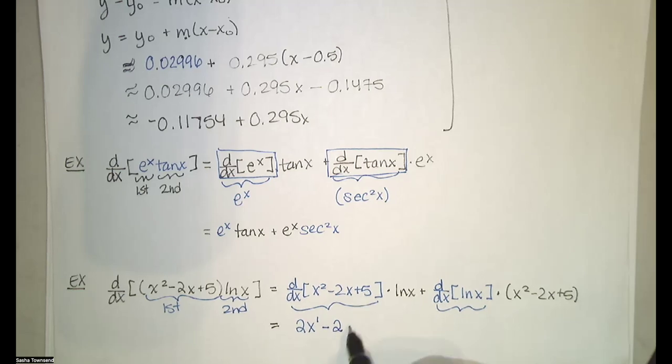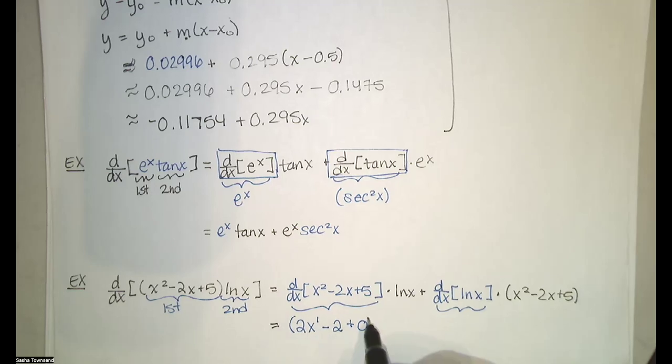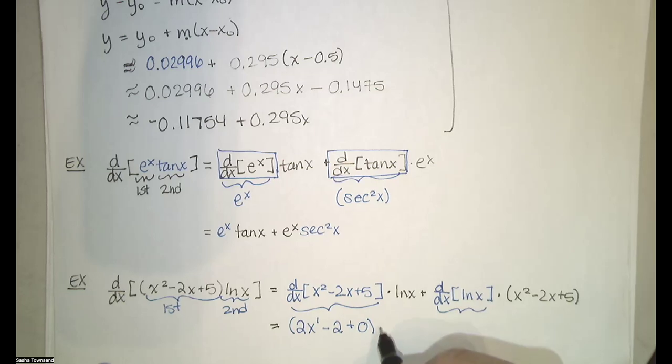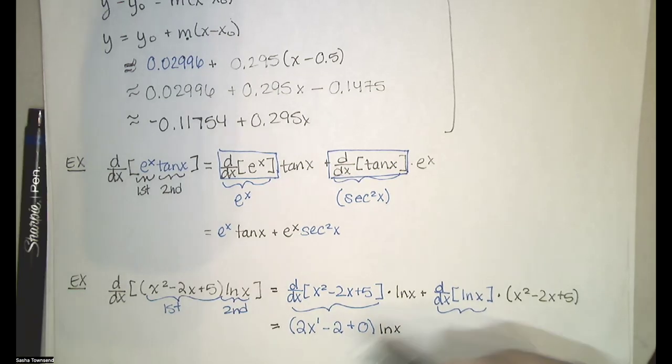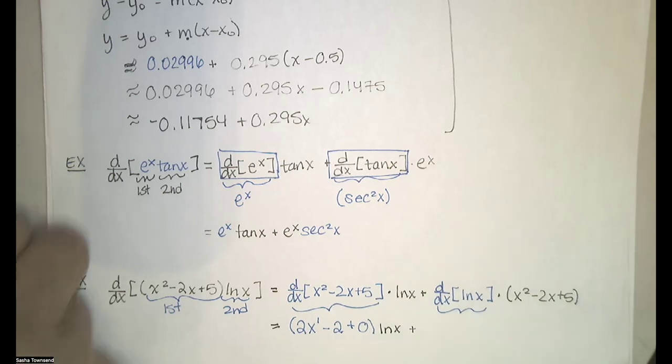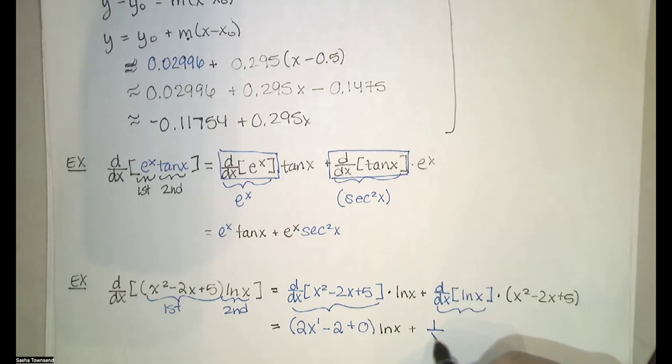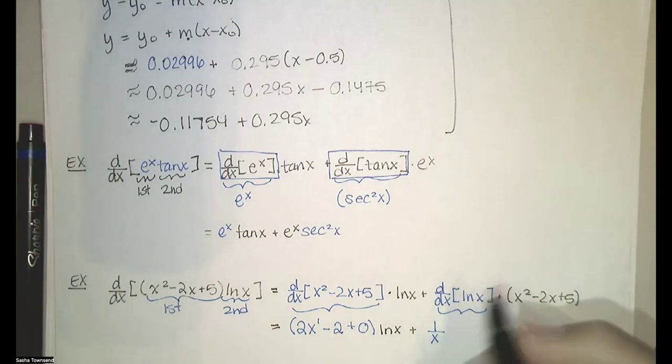And then we add the derivative of the constant. Well, the constant function is just a horizontal line, so the derivative is 0. Or we can just memorize that the derivative of a constant is 0. So I've got this times log of x, plus the derivative of natural log of x, which is 1 over x, times the original function.